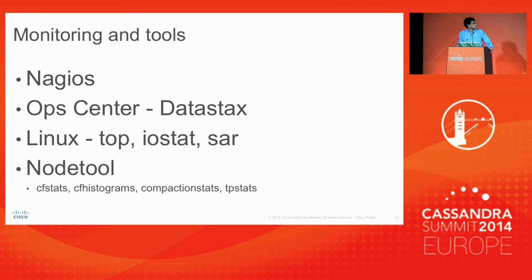So these are the tools we use in addition, just to make sure our monitoring is in place. We have all the rest of our architecture monitored through Nagios, and then we also have OpsCenter from DataStax. So these are core to Cassandra.